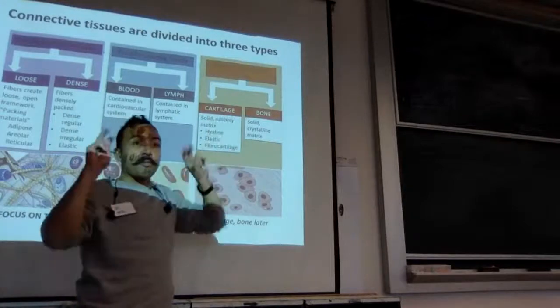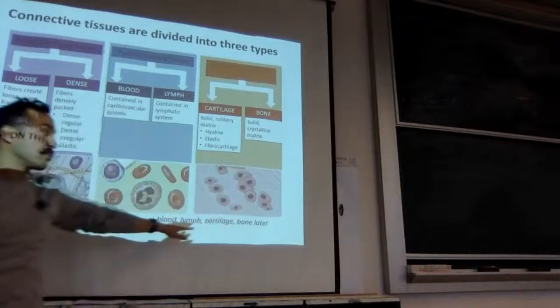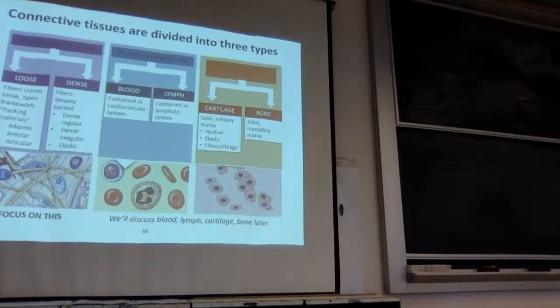And then there's supporting connective tissues, things like bone and cartilage. We'll also talk about this later. Right now we're going to focus on connective tissue proper.